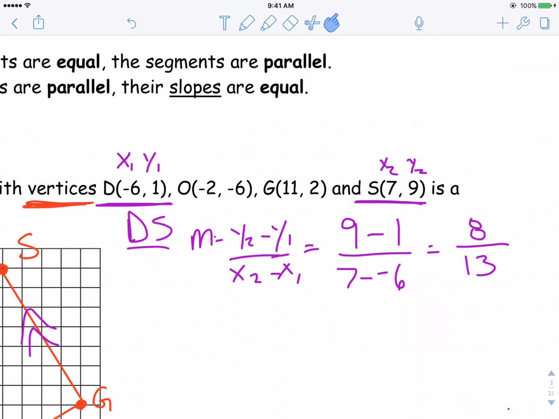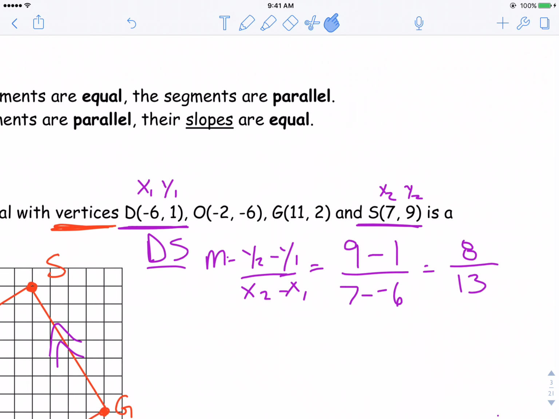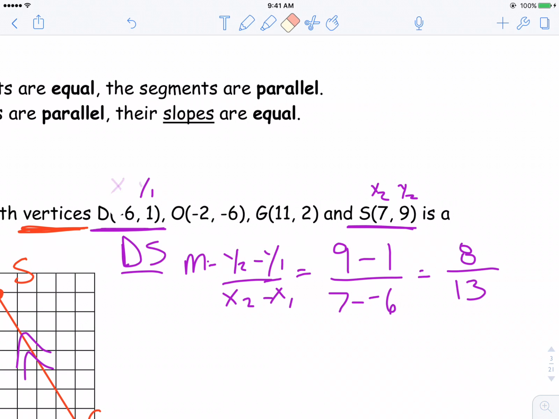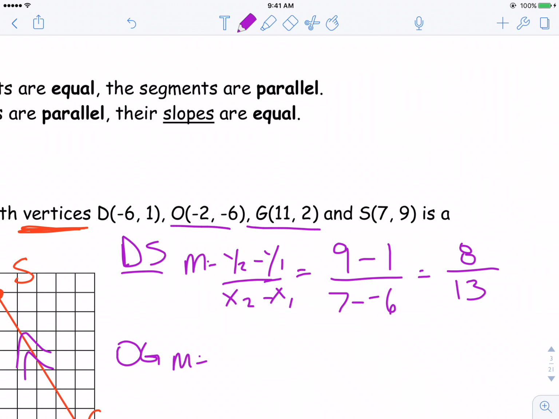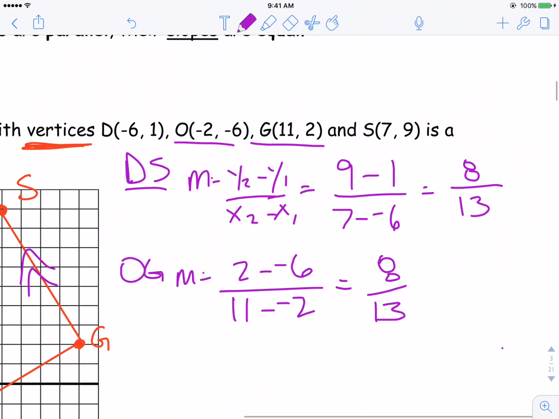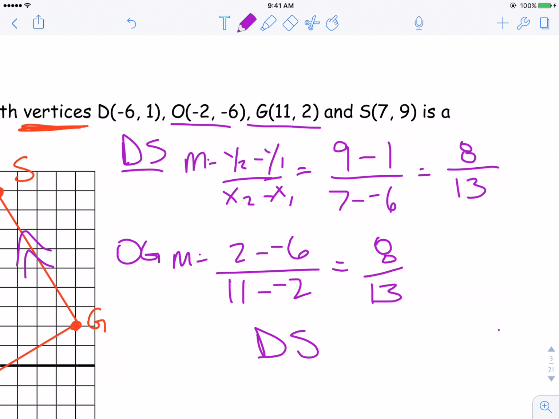So now, in order to compare this, I need to look at OG to see if they're parallel. OG. m is equal to y2 minus y1, 2 minus negative 6, over x2 minus x1, 11 minus negative 2, which is going to be 8 over 13. So DS is parallel to OG. Just calculated that. Now I check the other ones.